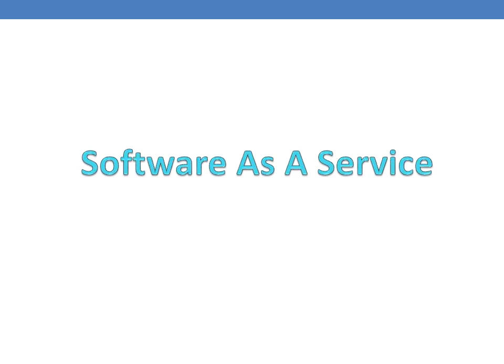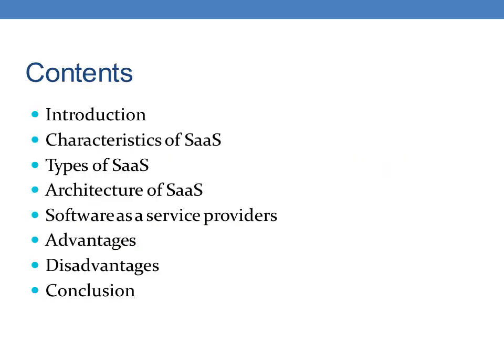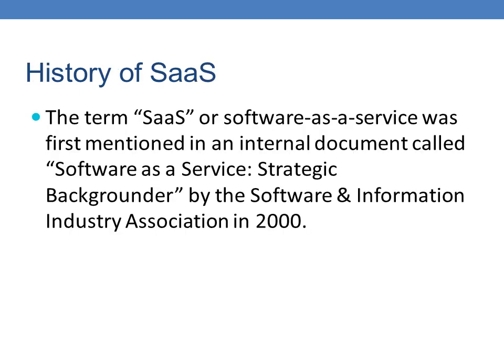Software as a service contains introduction, characteristics of SaaS, types of SaaS, architecture of SaaS, software as a service providers, advantages and disadvantages, and conclusion.